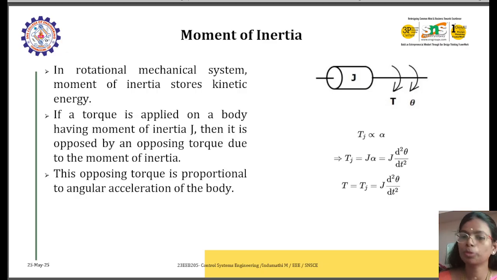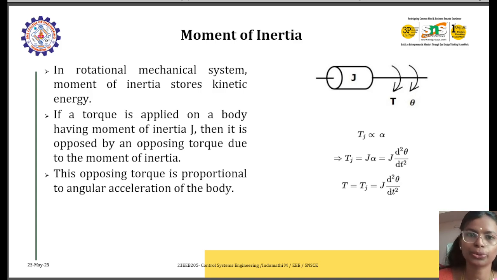Normally, what is moment of inertia? For example, if I give a force to an object, there is suddenly an opposing force. That we call moment of inertia. So if a torque is applied on a body, then there will be an opposing torque, and that is due to the moment of inertia.